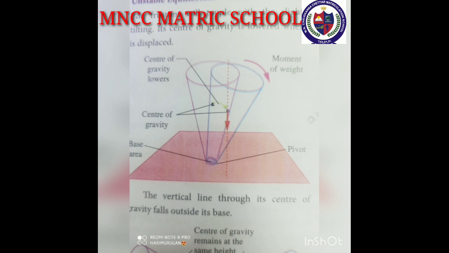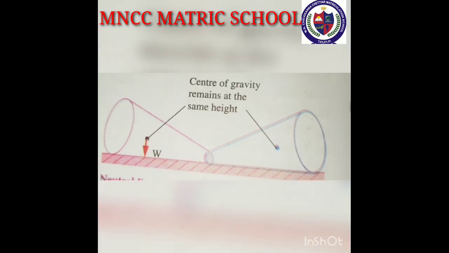Neutral equilibrium. The frustum will roll about but does not topple. Its center of gravity remains at the same height when it is displaced. The body will stay in any position to which it has been displaced.